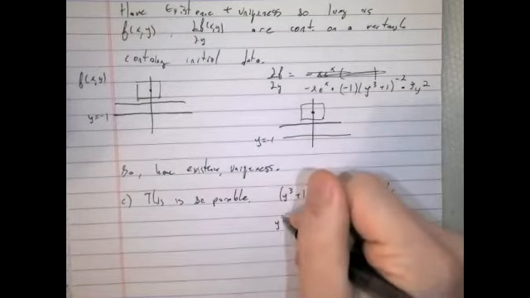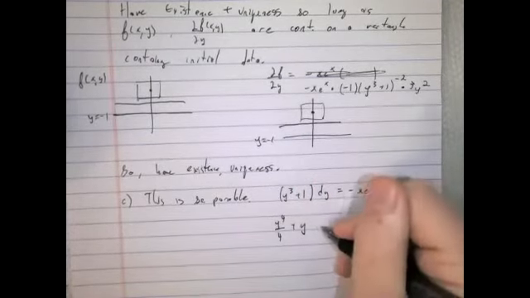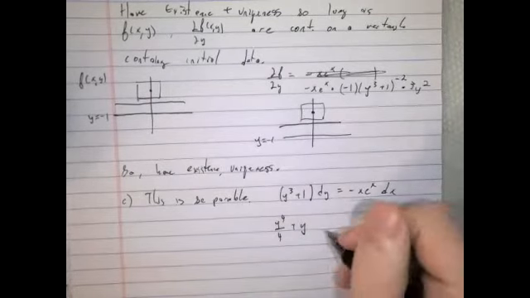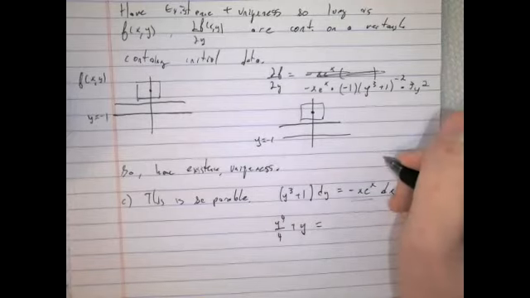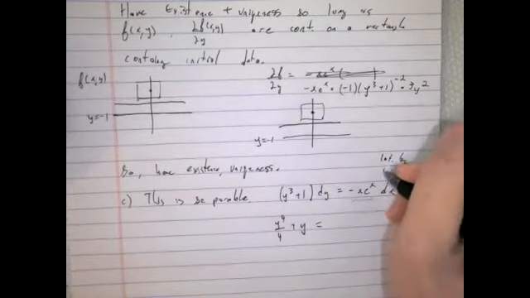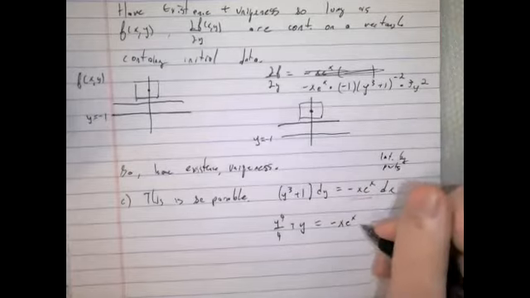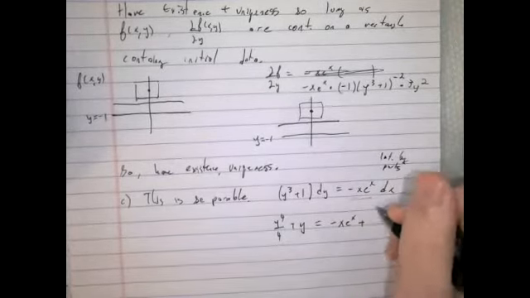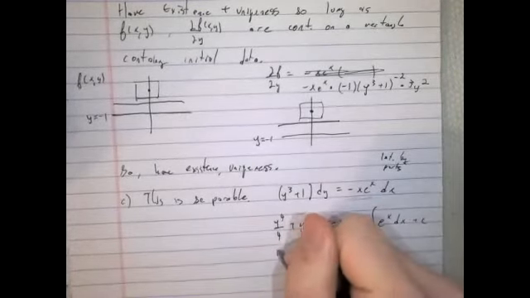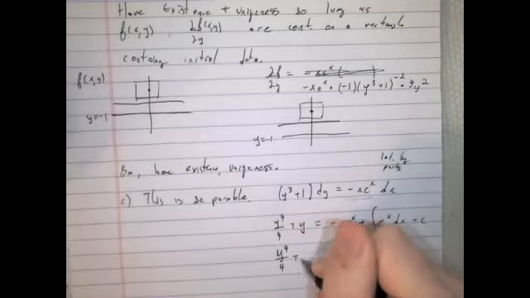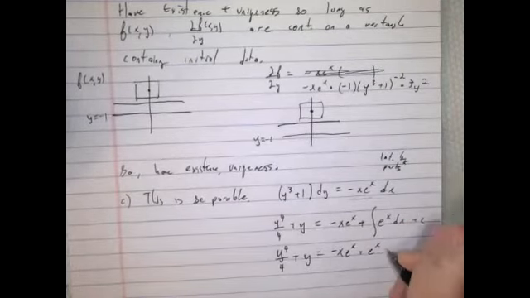So we get y to the fourth over 4 plus y plus c, but I'll move the c over to the other side. What do I have to do to take the antiderivative of this side? Integration by parts. Yeah, integration by parts. If I integrate by parts, I'm going to get negative x e to the x, plus the antiderivative of e to the x dx, plus c. So overall, I get y to the fourth over 4 plus y is equal to negative x e to the x plus e to the x plus c.